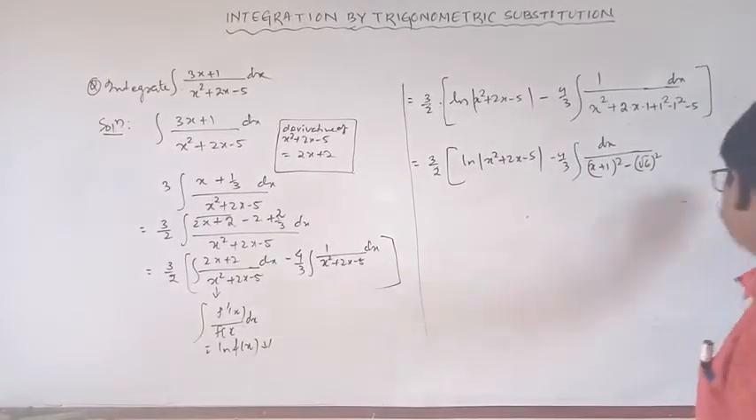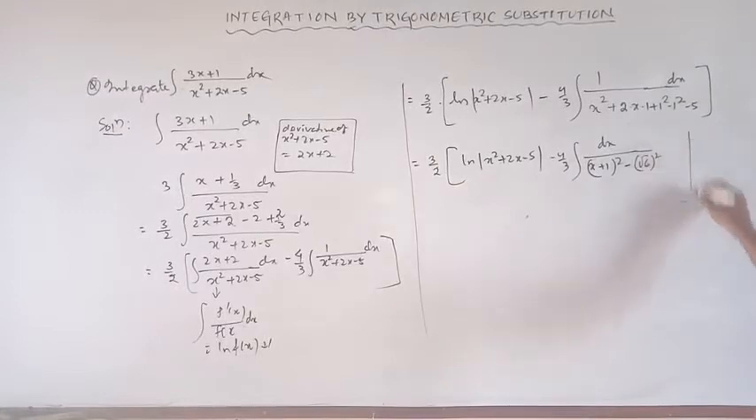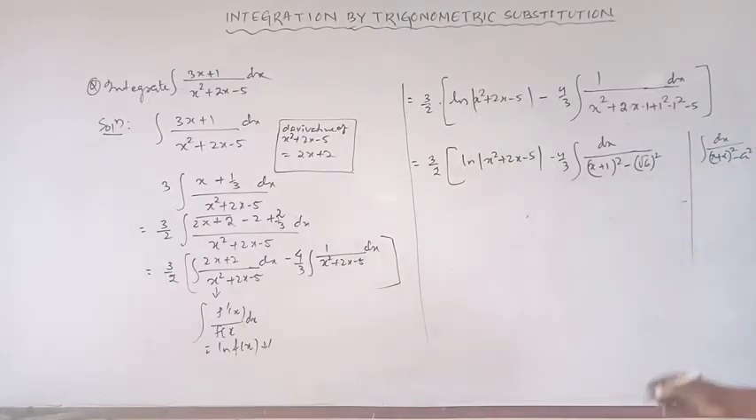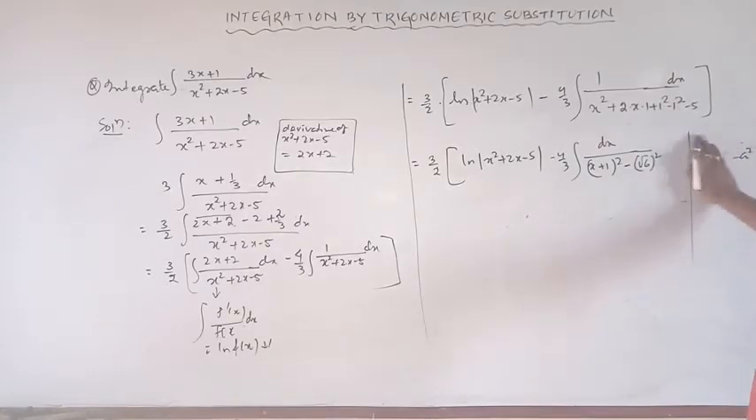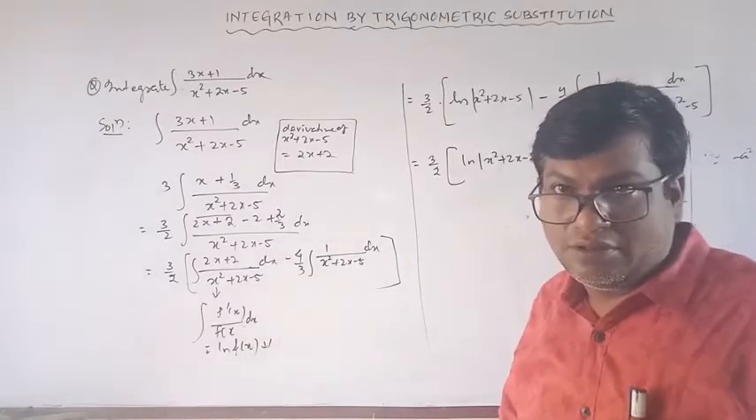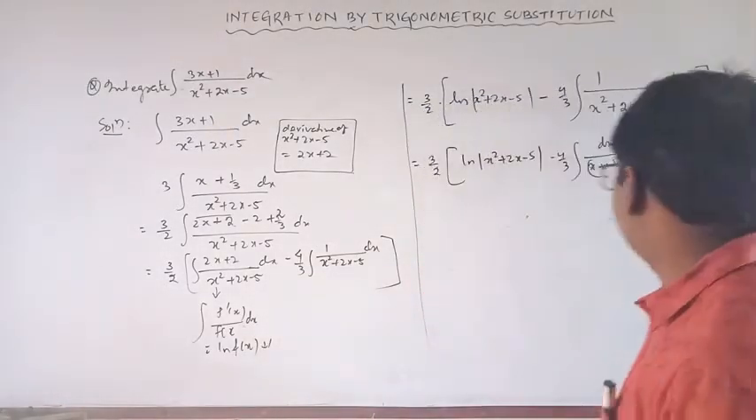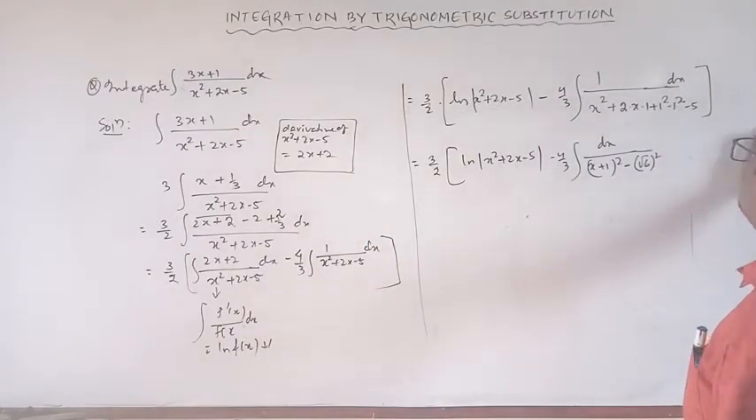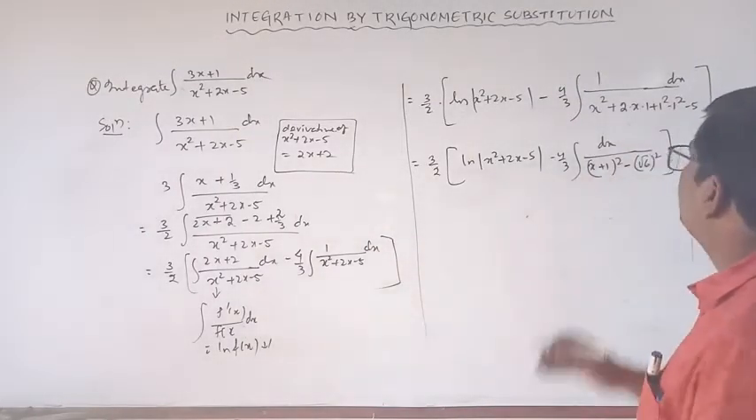One thing you should remember, if this is dx by x plus alpha square plus or minus a square, then what will the integration be? Suppose this is a square. Here x comes at 1, so the formula will not change. The formula will not change. Clear?